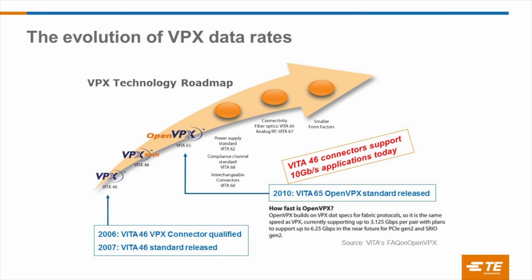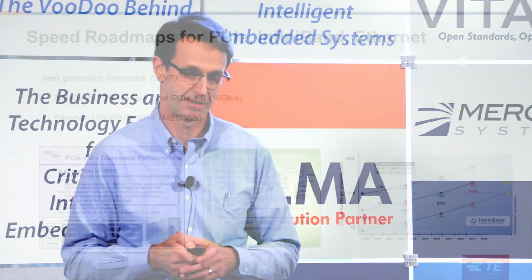We can go back and look at the evolution of VPX and the data rates. The original VPX connector, the VITA 46 connector, was qualified in 2006. The VITA 46 specification was released in 2007. In 2010, OpenVPX was released. If you look at this note from the frequently asked questions on OpenVPX from back in 2010, we're going to support 3.125 gigabit per second with plans to upgrade to 6.25. So today, VPX is being used in 10 gigabit per second applications. That really has been a significant migration within just the last 7 years.